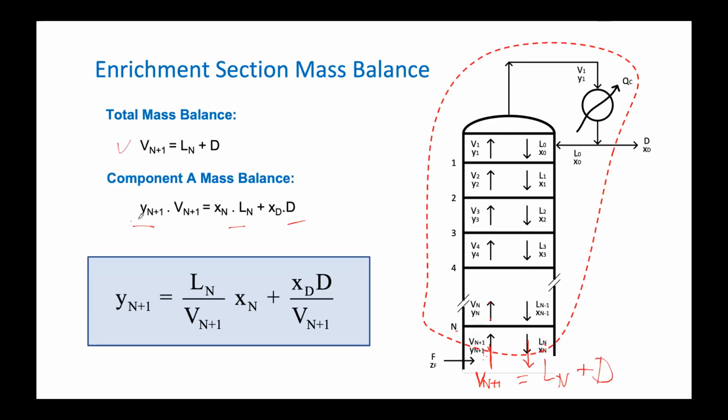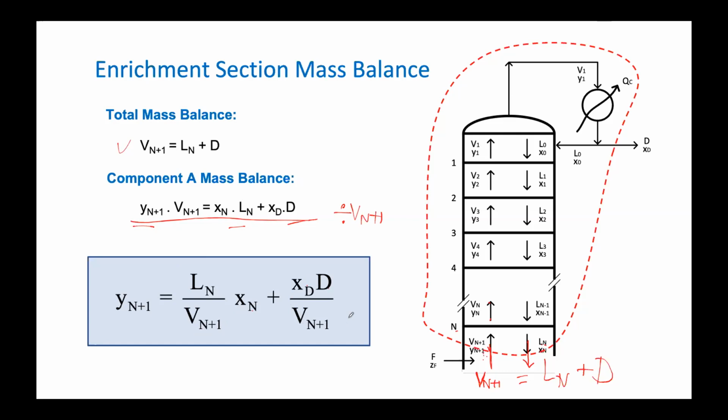Now, if we divide both sides by Vn+1, this becomes Yn+1 on the left. On the right it becomes L over V multiplied with Xn, plus Xd multiplied by D divided by Vn+1. Okay, we call this the operating line for the enriching section.